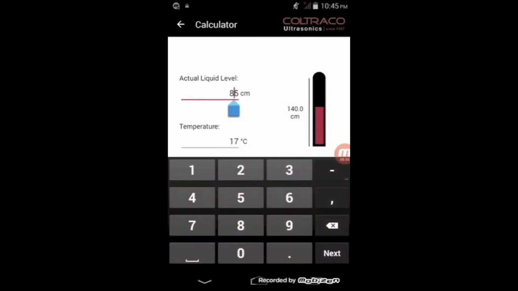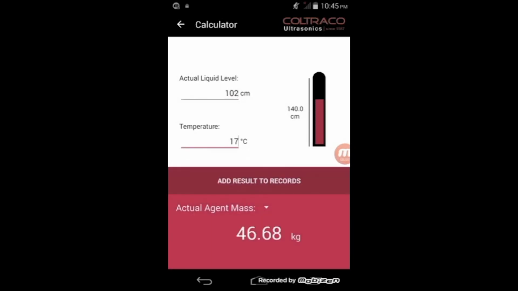Equally, if I put in 102, then it calculates just over at 46.5. And we can add this result to our records, and it's added to our records, and so we can compile a report from that, which is useful data that you can then data log and relay to wherever you want.